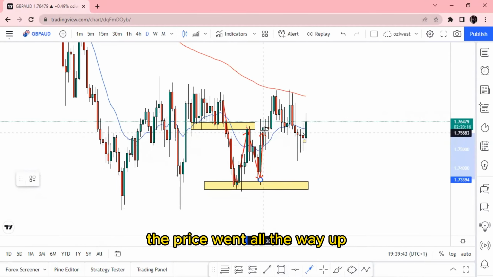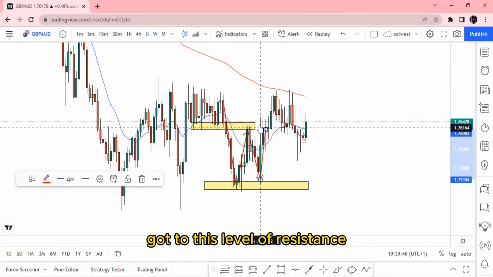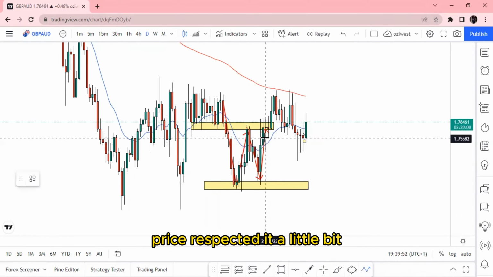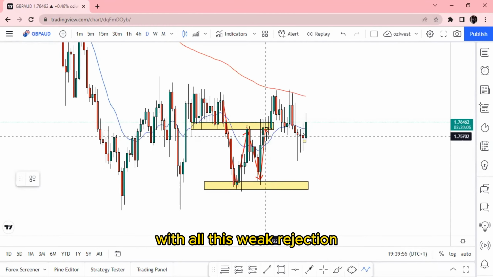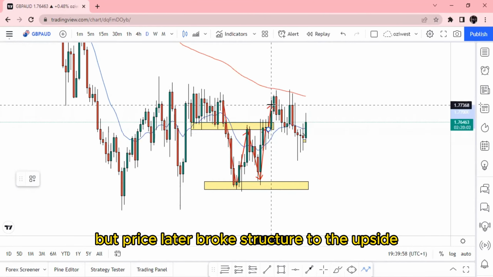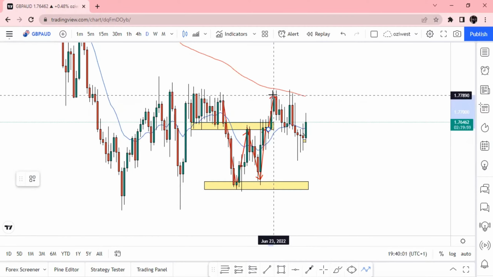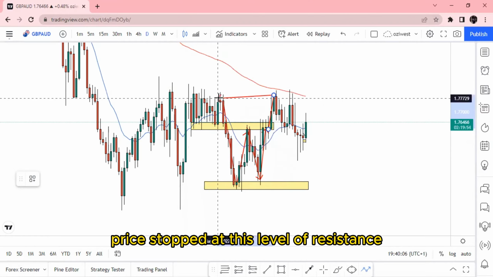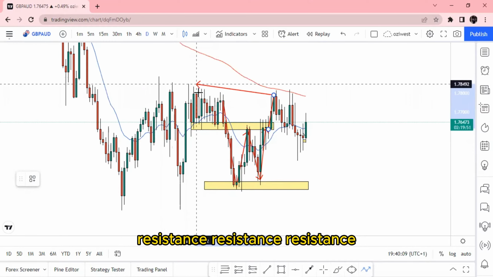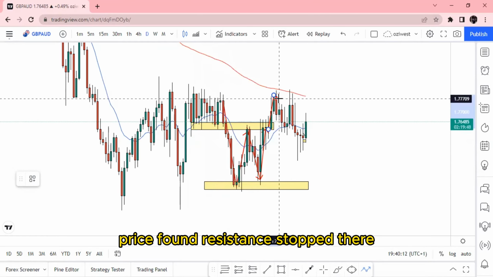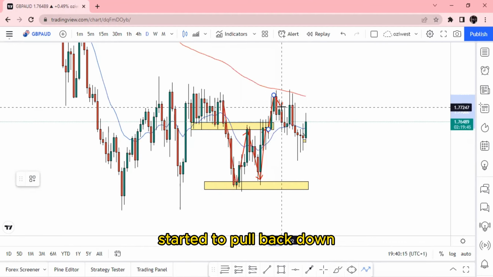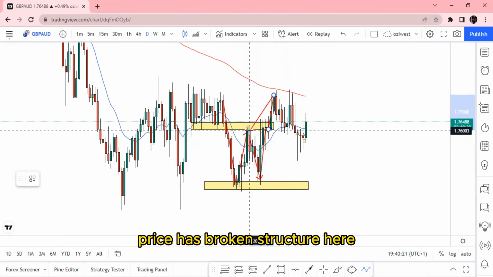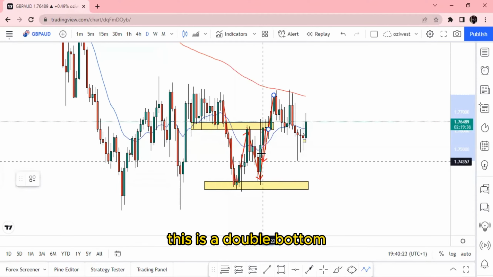Then price went all the way up and got to this level of resistance. Price respected it a little bit with all this weak rejection, but price later broke structure to the upside. Now what do we notice? Price stopped at this level of resistance, started to pull back down. But what do you notice again? Price has broken structure here. This is a double bottom. Price broke the neck.